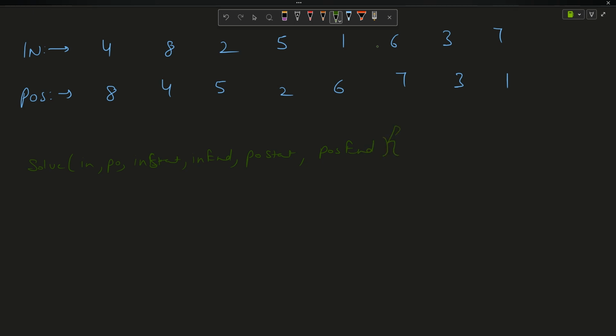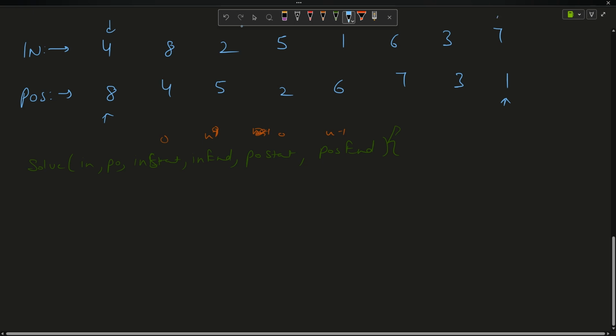Now when you are calling this solve function from a driver code, you will obviously send 0 and n minus 1 here, and 0 and n minus 1 here. Why? Because you want to include the whole array in the tree, right? So 0 to n minus 1, 0 to n minus 1, that is from here to here, from here to here, right?